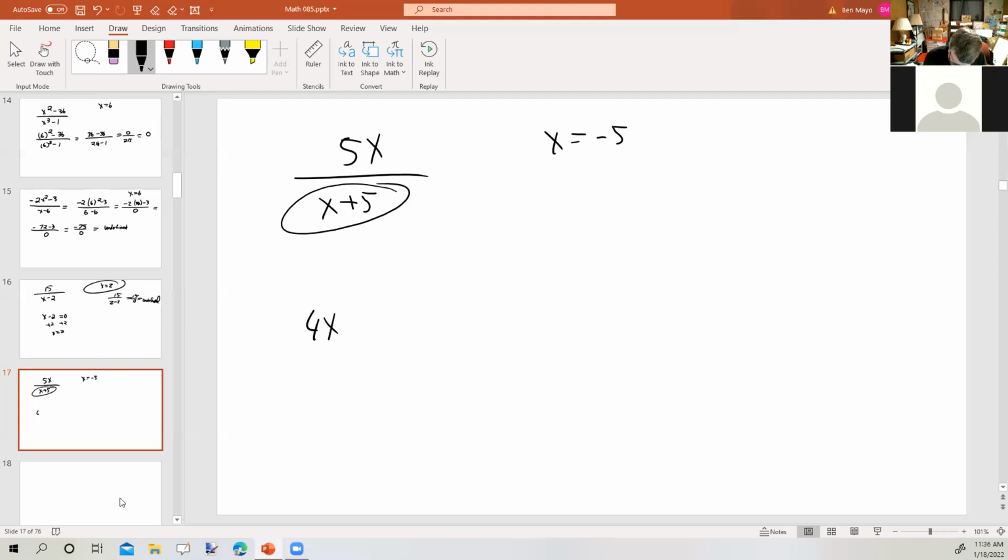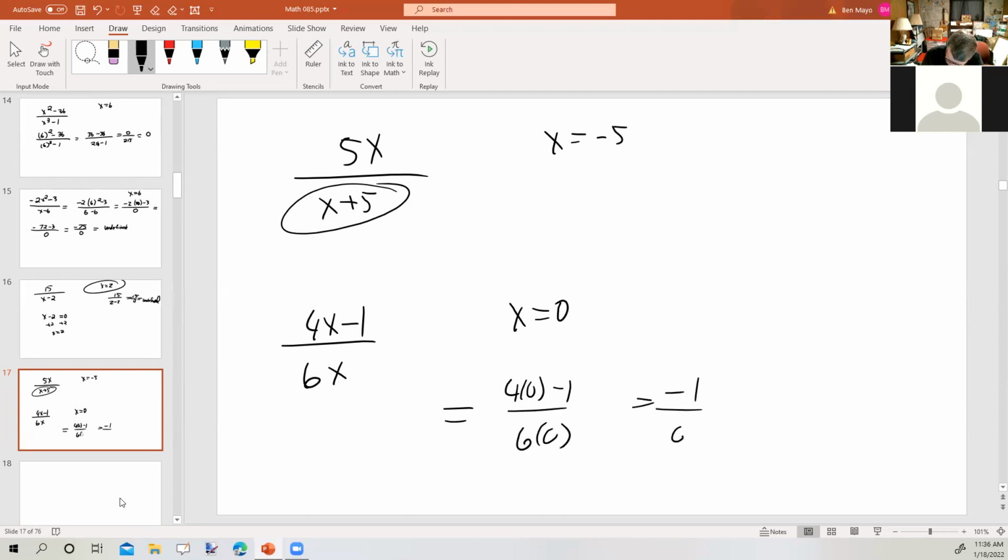How about this one? 4x minus 1 over 6x. When would this be undefined? When x equals 0, right? Because you'd have what? 4 times 0 minus 1 or -1 over 0. Okay. Questions there? All right.